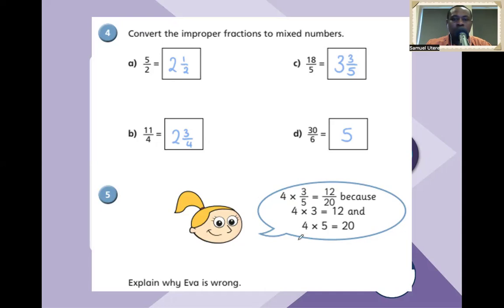Here, 4 3/5 is equal to 12 over 20, she says, because 4 times 3 is 12 and 4 times 5 is 20. Well, Eva has made the mistake that most students make. The denominator stays the same. We simply multiply the numerators. So this should be 12 over 5.